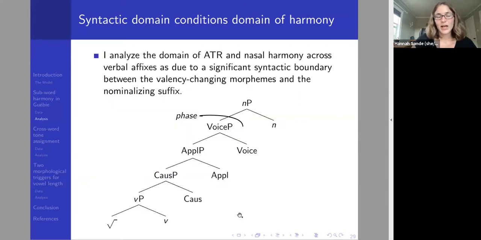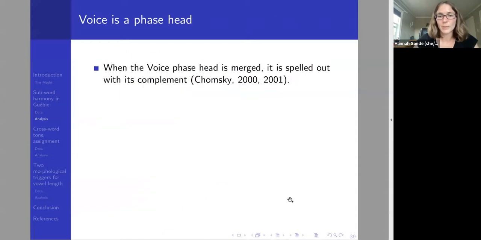Okay, so I'm going to analyze the domain of ATR and nasal harmony across these verbal affixes as due to a significant syntactic boundary between the valency changing morphemes and the nominalizing suffix. All nominalizing suffixes pattern the way that li patterns. I just only showed you the one that is homophonous with the applicative suffix. So this syntax, this phase boundary in Gabier is needed to also account for other both syntactic and morphophonological processes. And this seems to be the relevant domain of harmony.